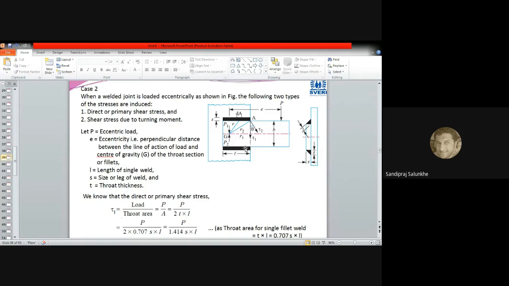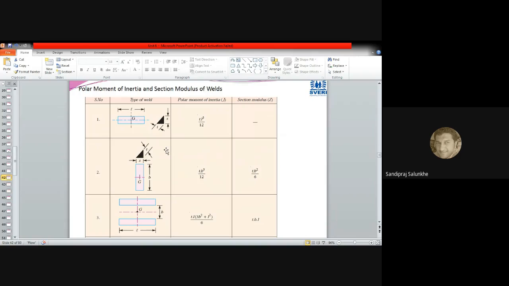This welded area's centroid, how to calculate it, is shown in a table that we'll see later on: how to calculate the centroid of all these types of joints. If only one type of weld is used, a vertical lap joint, then with two horizontal parallel lap joints there are two welded parts. How to calculate the CG for all these types of joints, we will see in that table.